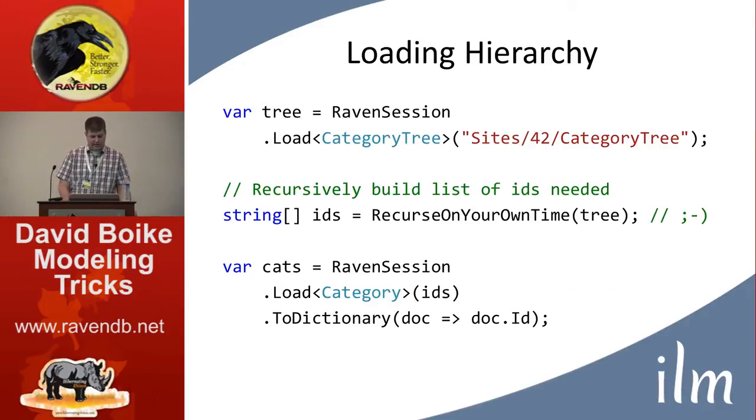Another way you can do it is to get the tree directly, just one load. And then we can recursively build a list of IDs that we needed. Now we're not in Comp Sci 101 anymore, so you can do recursion on your own time. But then Raven will let you basically load all of those categories that you need at once. You can throw them in a dictionary. You can put them right on your view model if you really want, and output them from there.